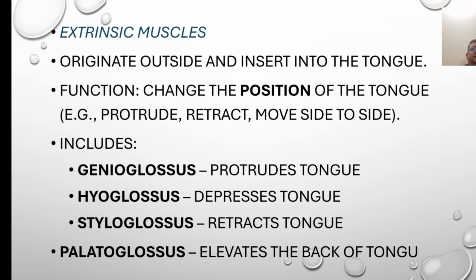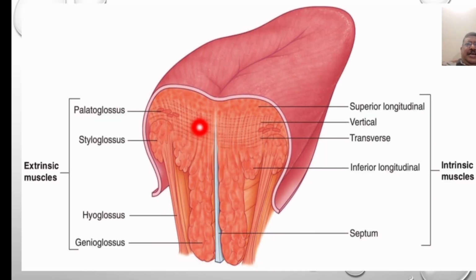For example, protrude, retract, move side to side. Include, that is genioglossus, protrude tongue, that is hyoglossus, depresses tongue, styloglossus, retracts tongue, palatoglossus, elevates the back of tongue. So these are the extrinsic muscles, that is palatoglossus, styloglossus, hyoglossus, and genioglossus.